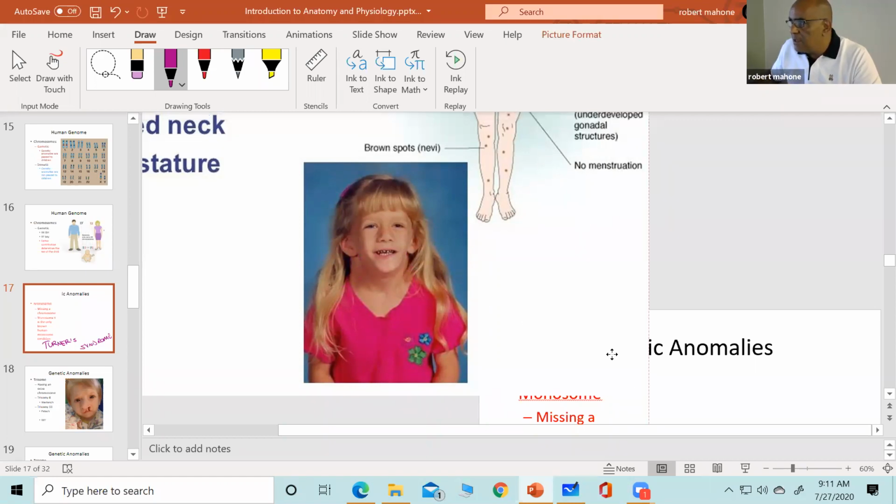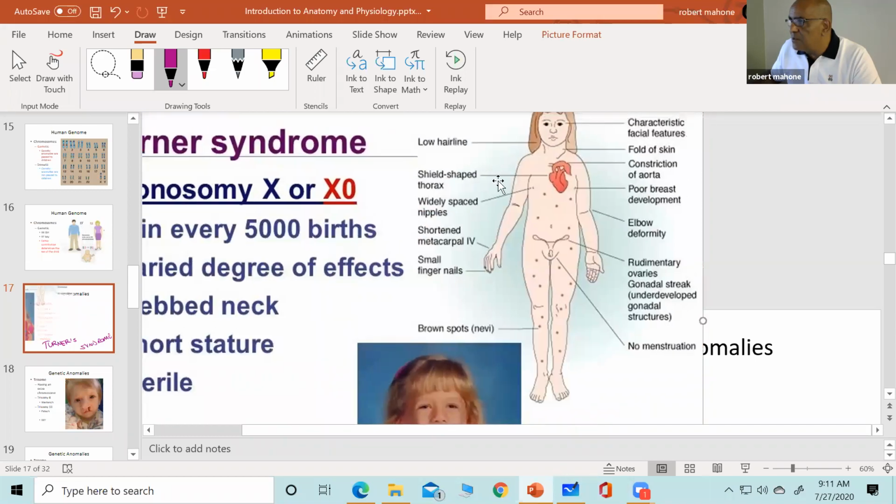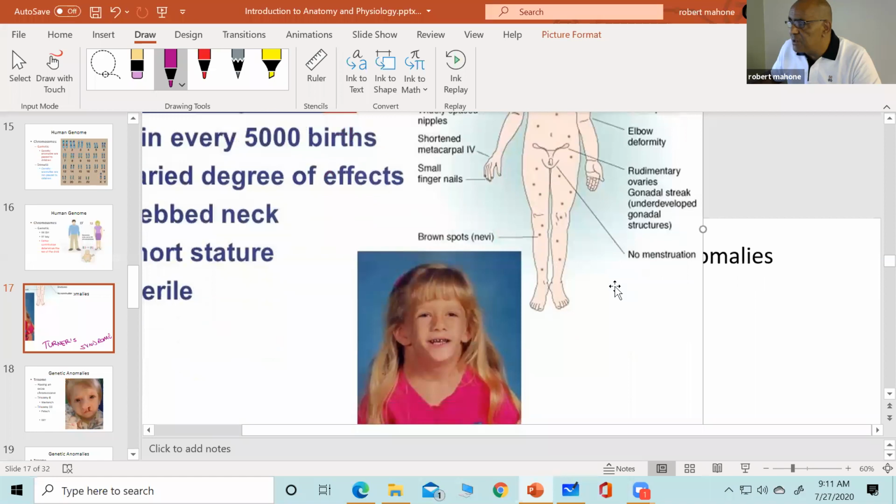All right, some things: low hairline, shield-shaped thorax, widely spaced nipples, shortened metacarpals, so their hands are going to be smaller, small fingernails, characteristic facial features, fold of skin at the neck right there. Their aorta is usually constricted because something squeezes down up here. Poor breast development, elbow deformity, rudimentary ovaries, so they can't have children, and then no menstruation.